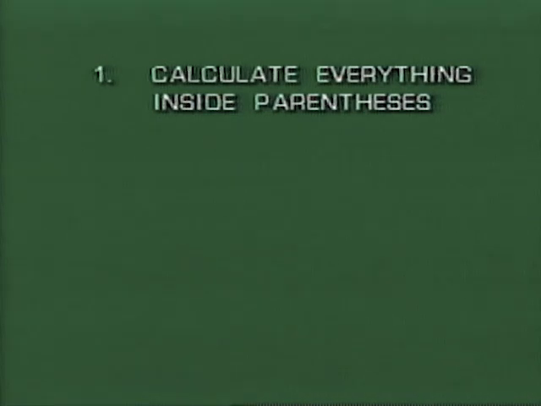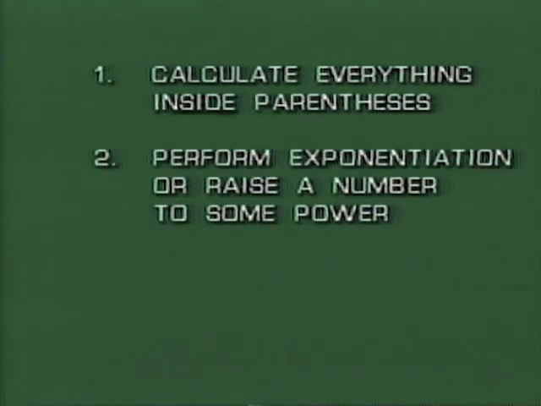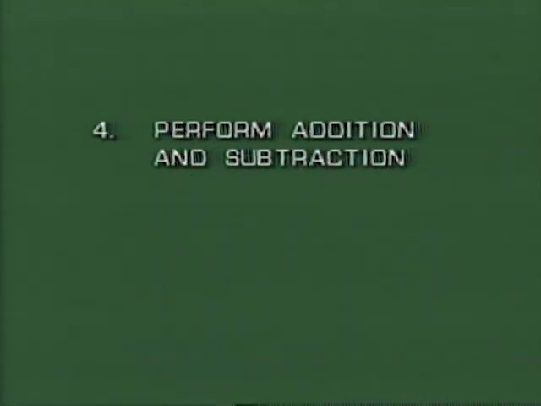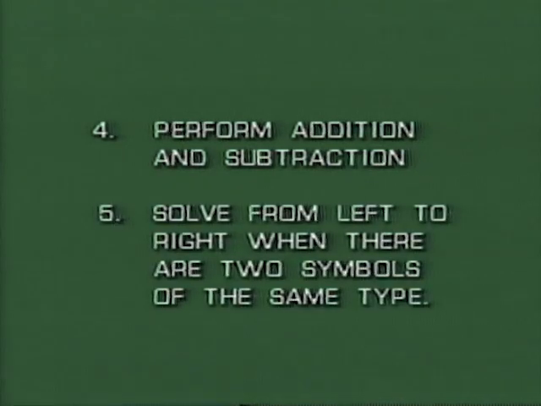First, calculate everything inside parentheses. Second, perform exponentiation, or raise a number to some power. Third, perform multiplication and division. Fourth, perform addition and subtraction. And fifth, solve from left to right when there are two symbols of the same type.